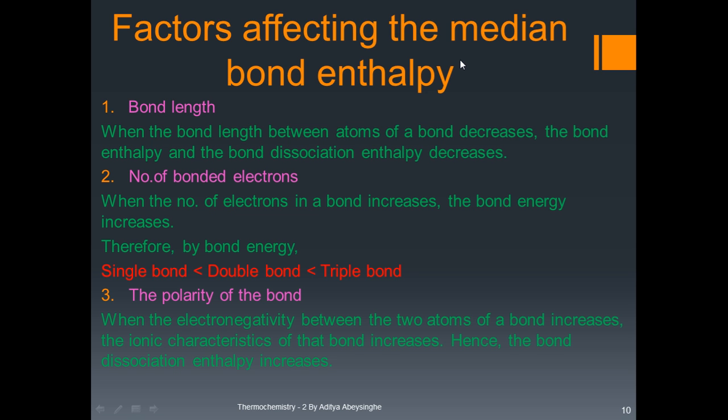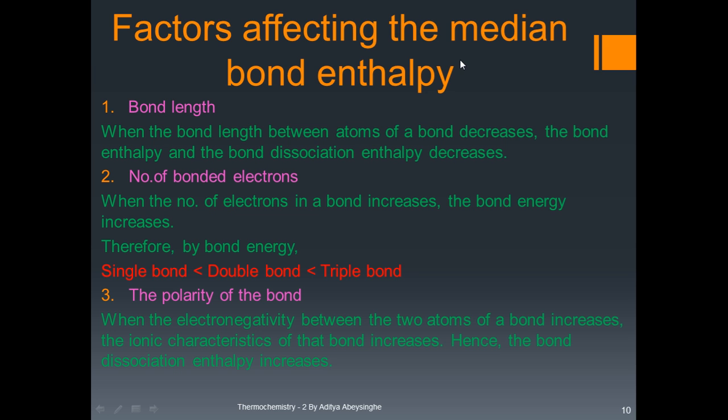Bond enthalpy, as I mentioned, is one of the complex topics that you may face when solving problems on thermochemistry. So some factors affecting the median bond enthalpy are important to learn when studying the bond enthalpy and the bond dissociation energy, or the standard enthalpy of bond dissociation. Actually, there are 3 basic factors that affect the median bond enthalpy. One is the bond length, the second one is the number of bonded electrons, and the final one is the polarity of the bond.